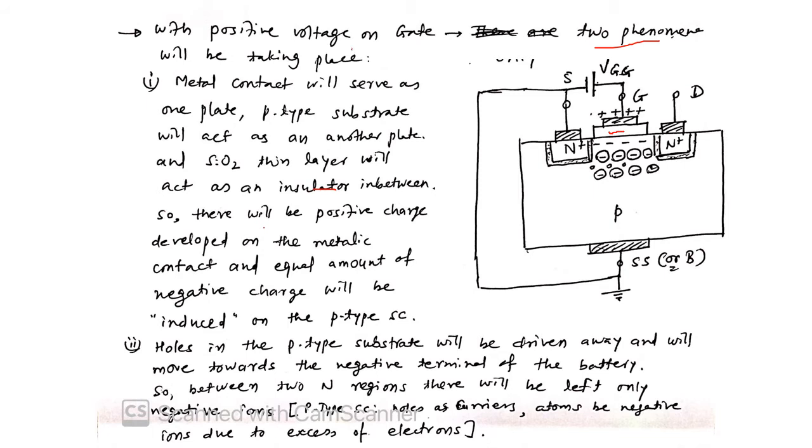Fine. So these two work as the plates of a capacitor. The metallic contact and the semiconductor on this side work as two plates, and in between there is an insulator made of SiO2 material. This is working as the insulating material of the capacitor. And we know the working of a capacitor: if you connect one plate to the positive terminal, an equal amount of opposite charge will be induced on the other plate.